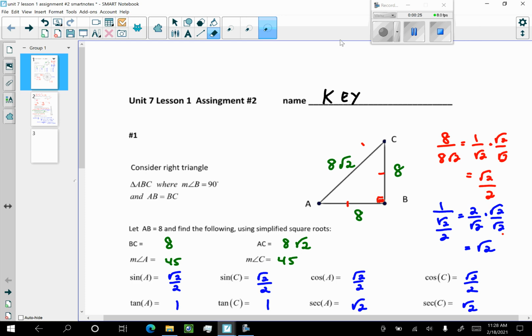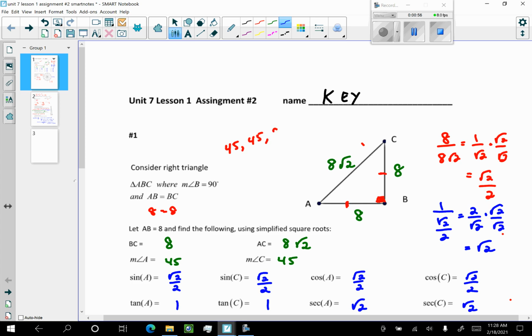So here I have triangle ABC where the measure of angle B is 90 degrees. So I have a 90-degree angle right here, and this is a right triangle. And AB is equal to BC. They tell me AB is 8, therefore BC is 8. And they tell me this in this statement right here. So 8 is equal to 8. Well, what kind of right triangle is this?